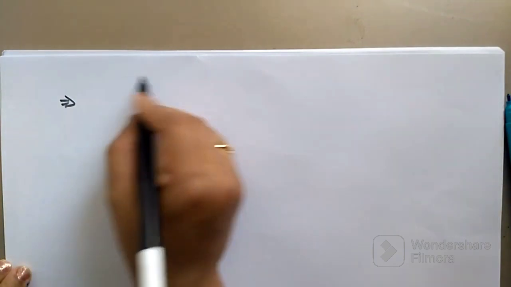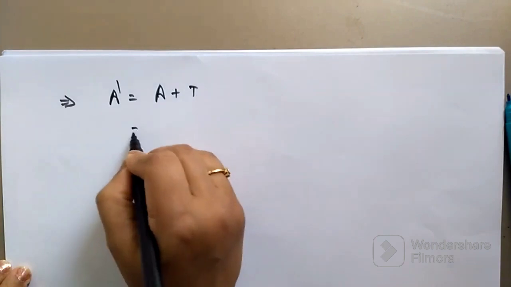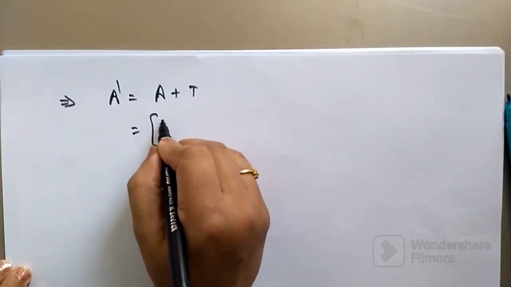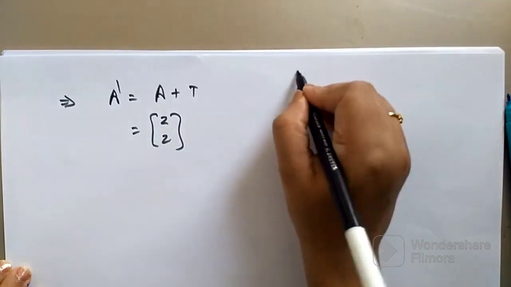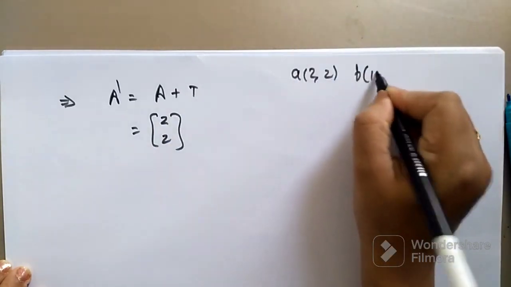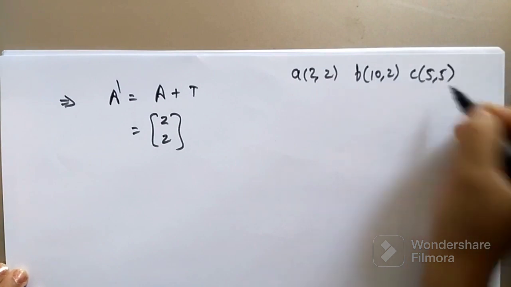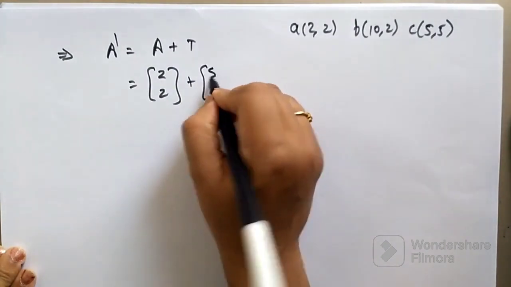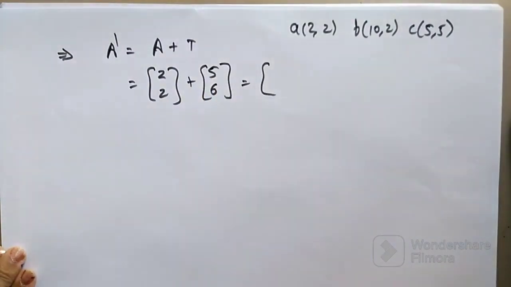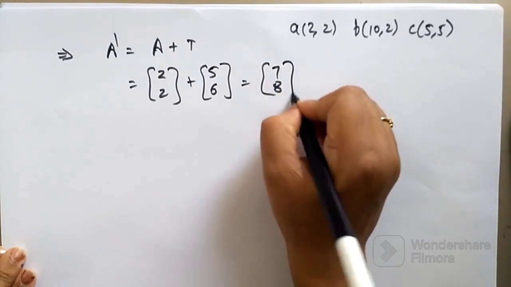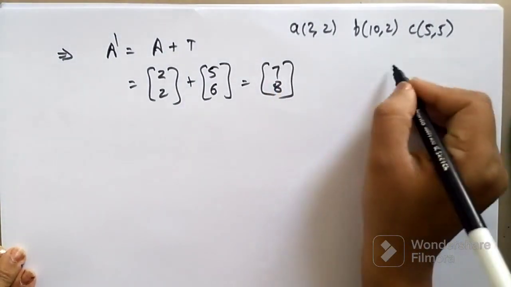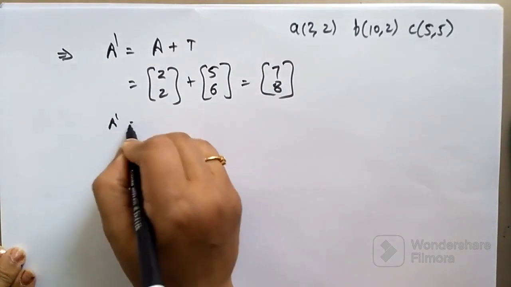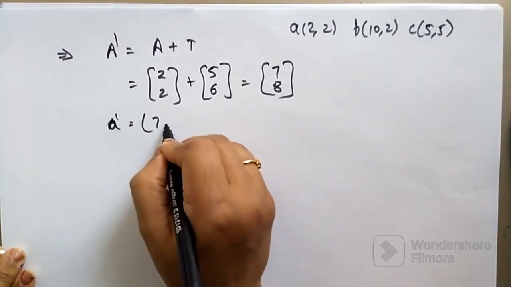Let me take a fresh paper. So first in terms of A, you need to calculate. So A dash is equal to A plus T. So what are the A coordinates here? xy 2, 2. Let me write A is 2, 2, and B is 10, 2, and C is 5, 5. Okay. And T, what are they given? dx and dy, they are given as 5 and 6. Now add. What will you get? 7, 8. So what are the new coordinates of A dash? A dash is 7, 8.